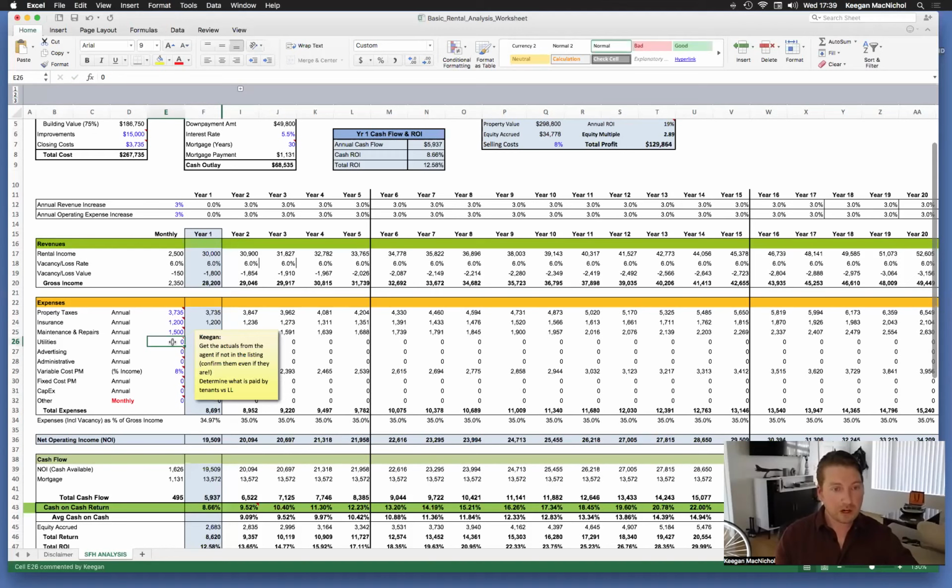Utilities. So again, you're going to want to get the actuals from the agent and use the actuals, and then maybe you want to go a little bit more conservative. Now, I did see that in the leases, all utilities were included in the lease. Now, personally, that's like sacrilege if you ask me.